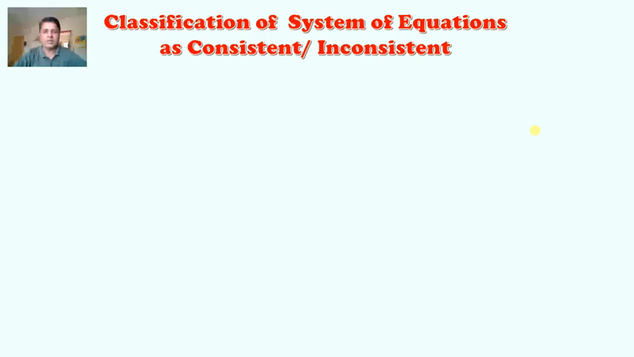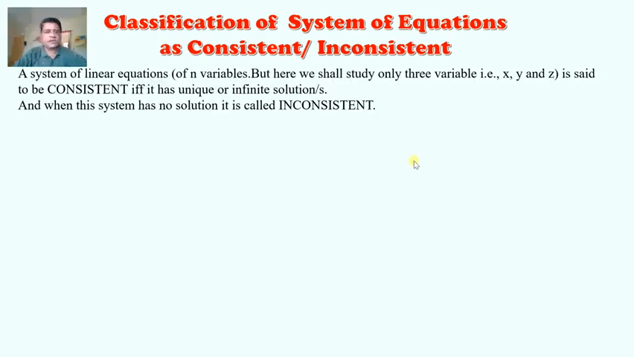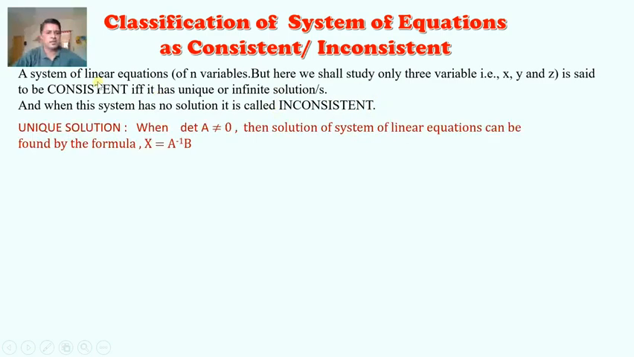That we are going to study in a detailed manner when we have n equations with n variables. A system of linear equations in n variables, where here we shall study only three variables, x, y, and z, is said to be consistent if and only if it has a unique or infinite solution, as I said. And when the system has no solution, it is called inconsistent. You need to remember this: inconsistent means there is no solution, and consistent means we have a unique solution or infinite solutions.